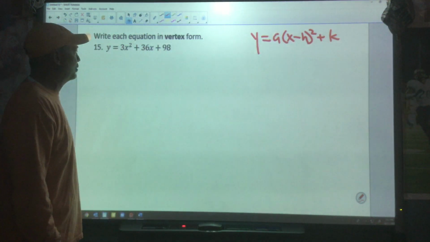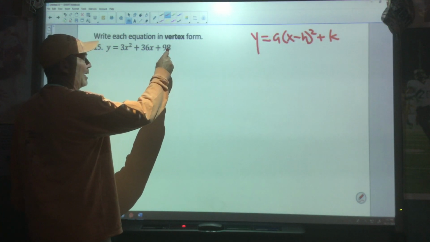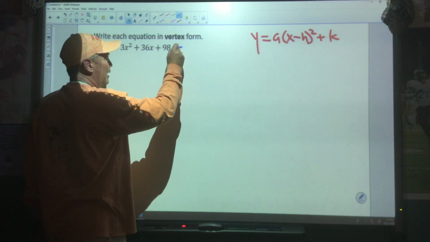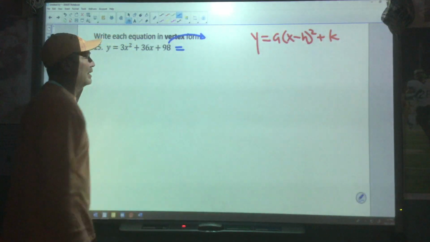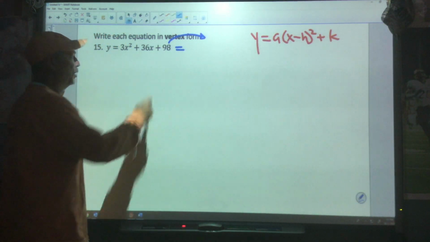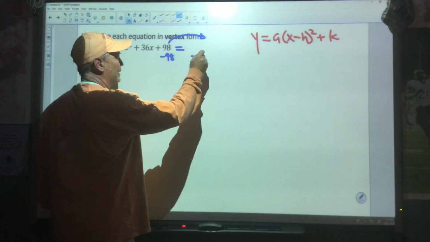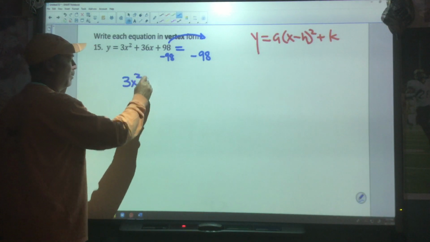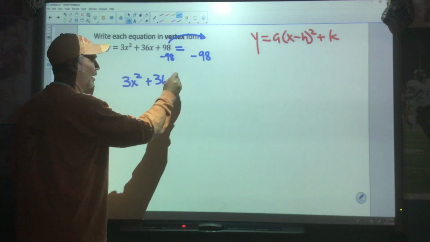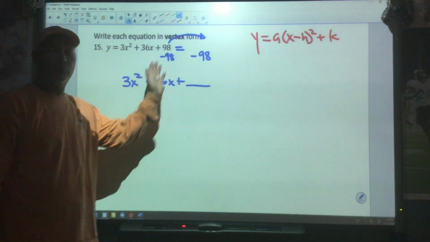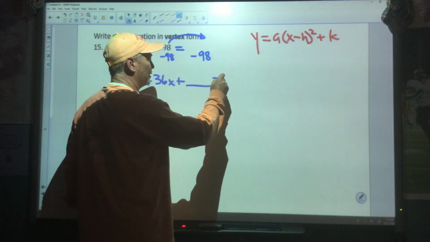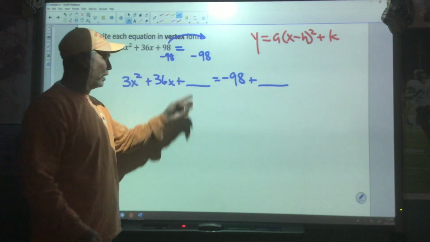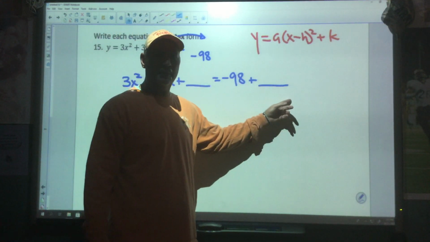All right, so to complete the square, my first step is I need to have a blank for us to complete. So my first step is I'm going to ask you to put an equal sign, and I'm going to ask you to move the 98 to the other side. How do you do that? We're going to go minus 98, minus 98. This will leave me with 3x squared plus 36x plus blank. I have a gap now because I moved my 98, equals a negative 98. We're going to put a blank here because whatever we add to this side, we're going to add to this side, okay?